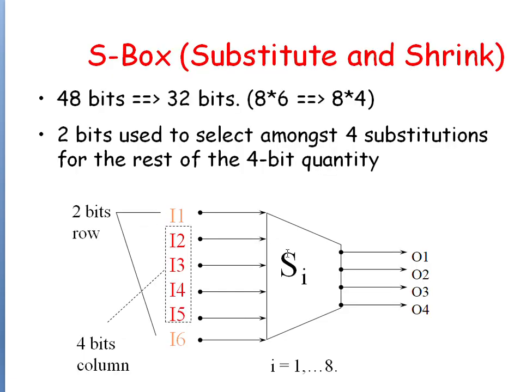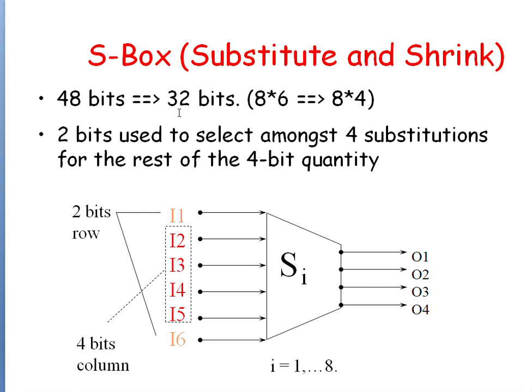We see this S-box has 6 inputs and we are getting 4 outputs. The first bit and the last bit are used for row identification, and the remaining 4 bits are used for column identification.